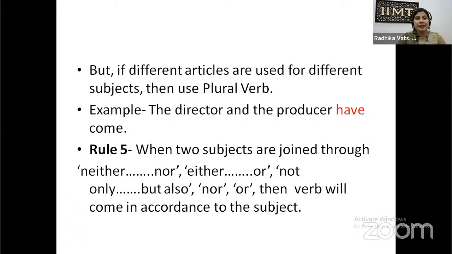Let's come to the next rule, that is rule number 5. It says when two subjects are joined through neither nor, either or, not only but also, nor or, then the verb will come in accordance with the subject. I have already told you this in classes also. We have already read conjunctions, and conjunctions basically join two sentences. So what are they saying here? That if you are joining two subjects through a conjunction, you have to use the verb according to the subject, that is, what the subject is symbolizing.